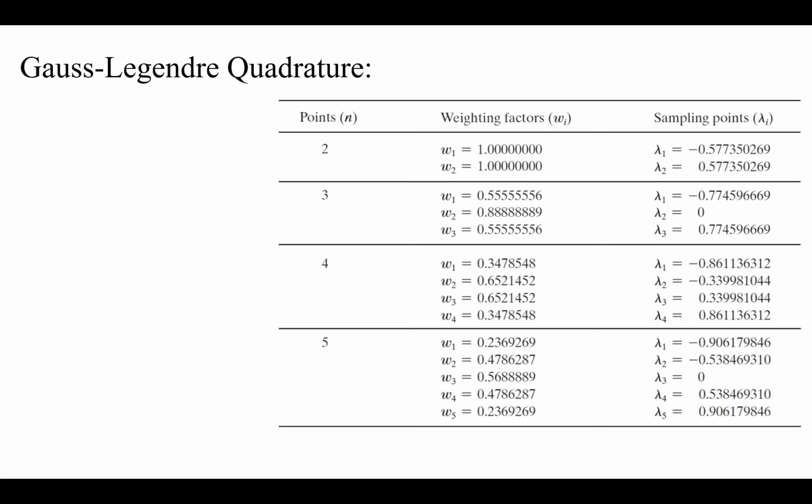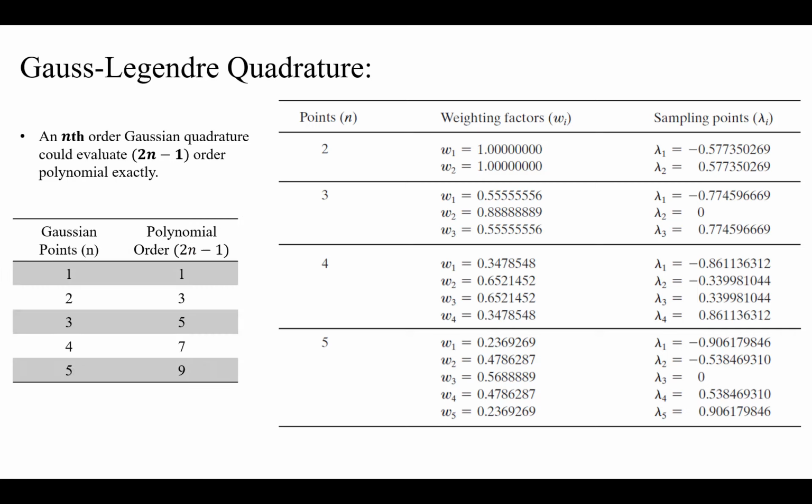So the question is that depending on our function, we have to use the corresponding number of points. But how can we determine that? The rule is that if you're using an nth order Gaussian quadrature, you can evaluate a 2n minus 1 order polynomial exactly. So what does that mean? That means that if you're using only one Gaussian point, you can use a polynomial of order 1, which is basically meaningless. If you use two Gaussian points, you can exactly evaluate a polynomial of order 3 and so forth.